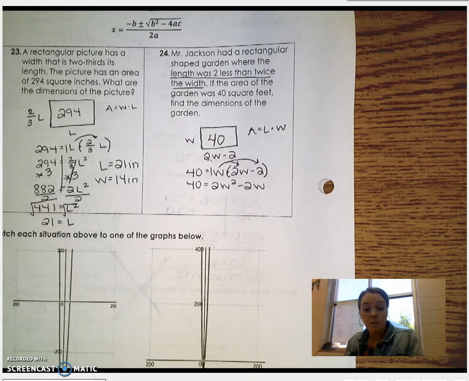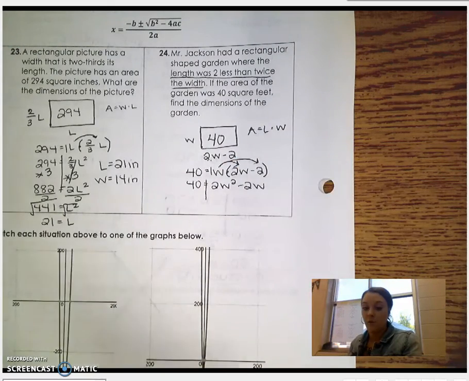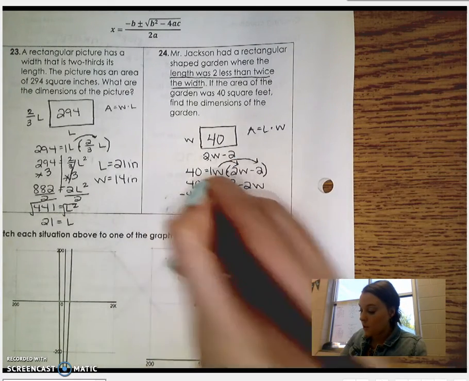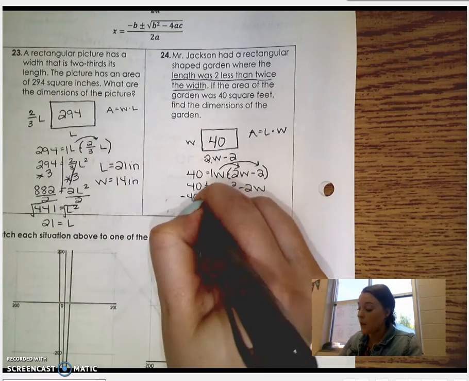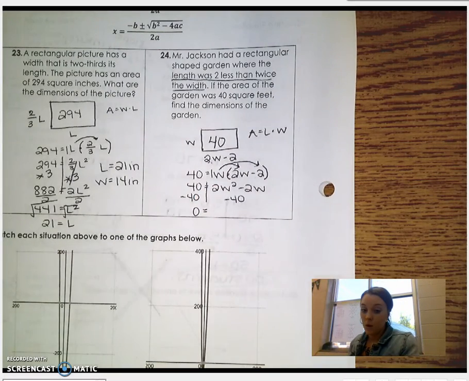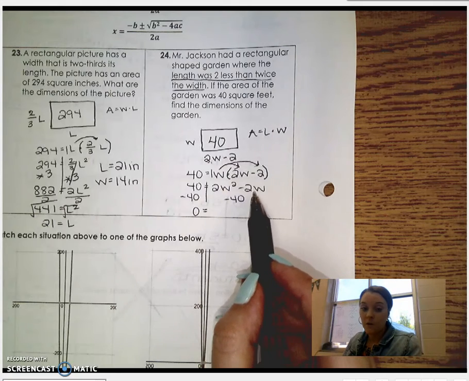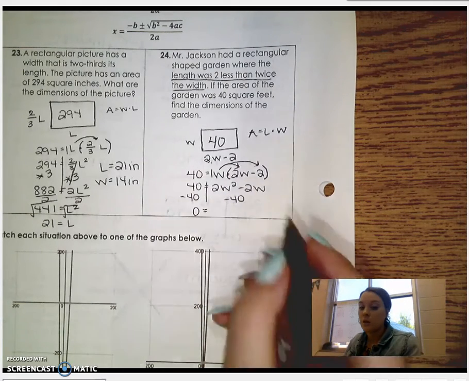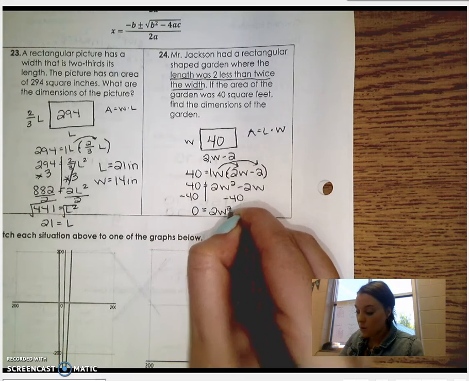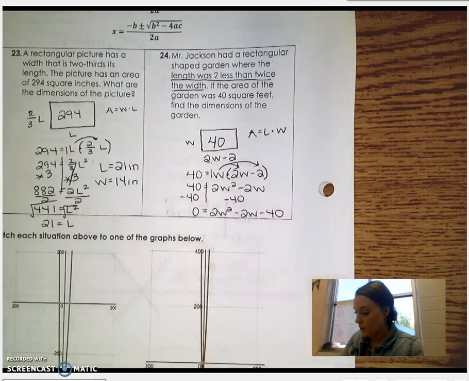Factoring sometimes doesn't work, but the quadratic formula works all the time, no matter what. So to use the quadratic formula, I have to get my equation equal to 0. I'm going to do that by subtracting 40 from both sides. So I get 0 equals, and then 40 is not a like term with 2w squared. 40 is not a like term with negative 2w, so this negative 40 becomes its own separate term. So I get 2w squared minus 2w minus 40.